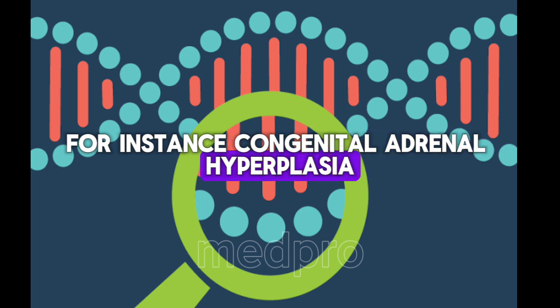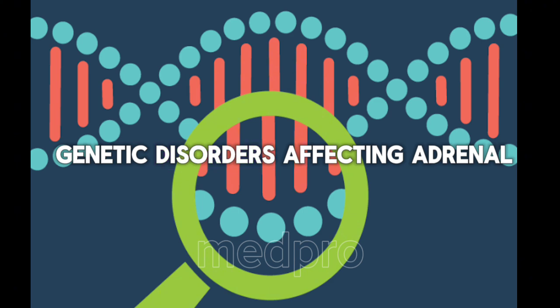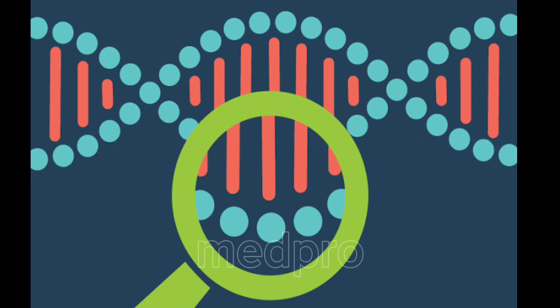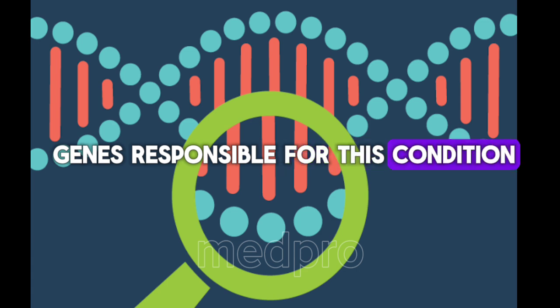Congenital adrenal hyperplasia, CAH. A group of genetic disorders affecting adrenal gland function. Genetic testing can identify mutations in the genes responsible for this condition.